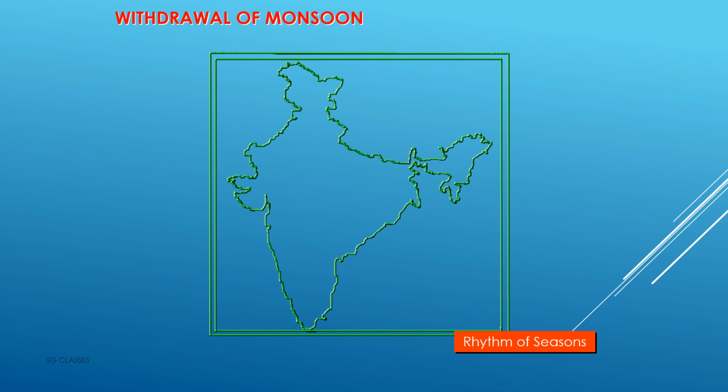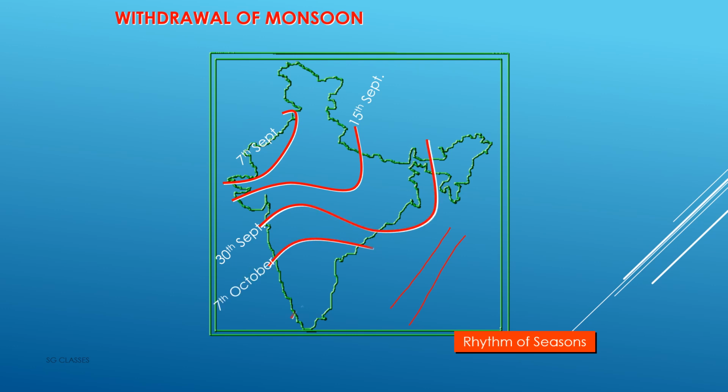Withdrawal of monsoon, as we are talking about the retreating monsoon. Typically the southwest monsoon makes its onset over Kerala by 1st June and covers the entire country by July 8. It starts retreating from northwest India around September 17 and withdraws entirely by October 15 to 25.